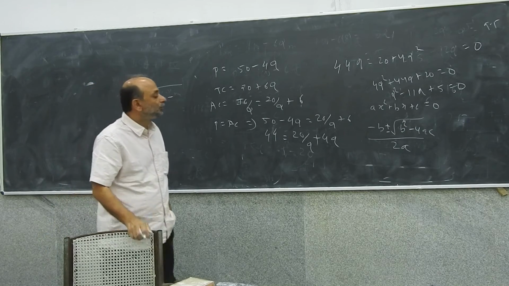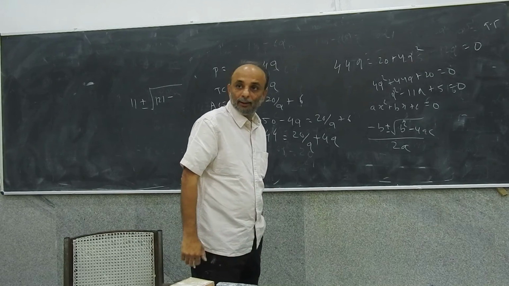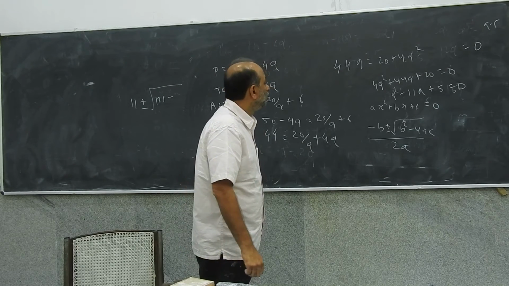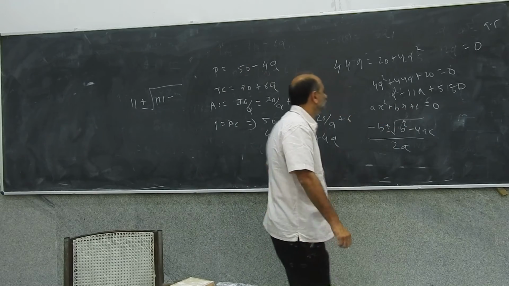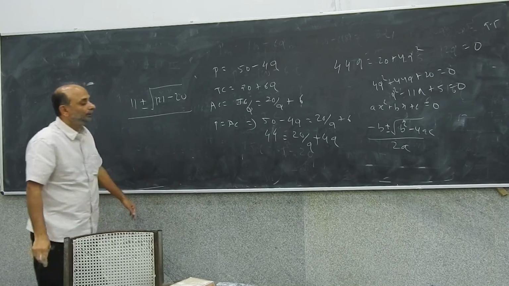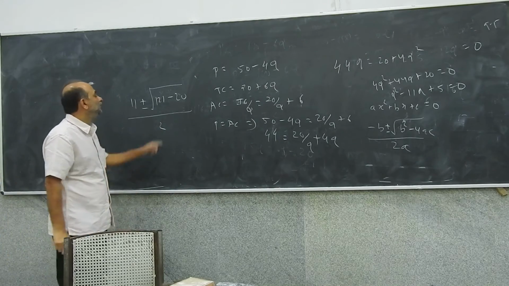121 minus 4ac. What is a? 1. What is c? 20. Minus 20, so minus 4 into 5, which is 20. Minus 20 upon 2, right? So what is 121 minus 20? 99.